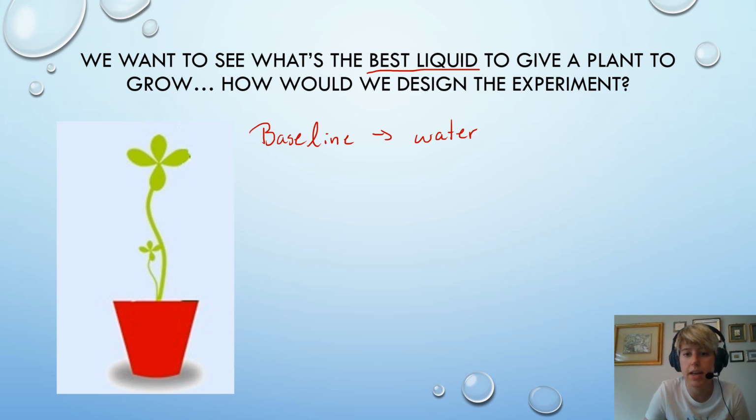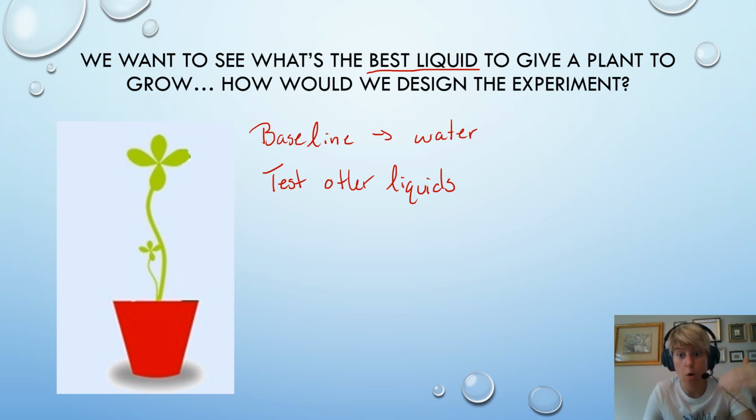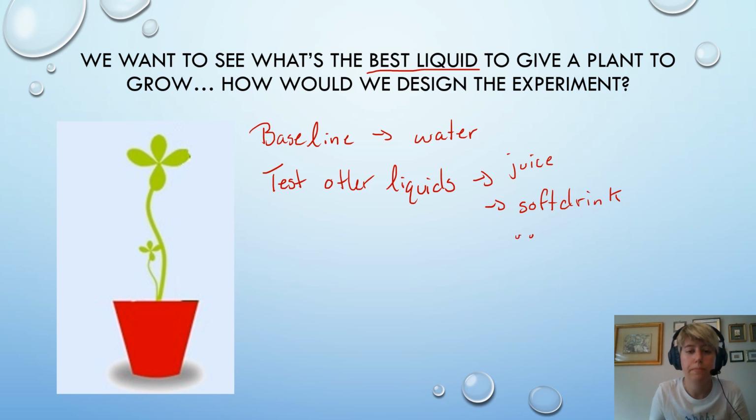And then we would probably test other liquids to compare to how well the plant's doing. So we could test things like juice, things like soft drink, and etc., etc. So looking at this right here, we've already kind of defined two key groups when we do an experiment. Our control and our testing.